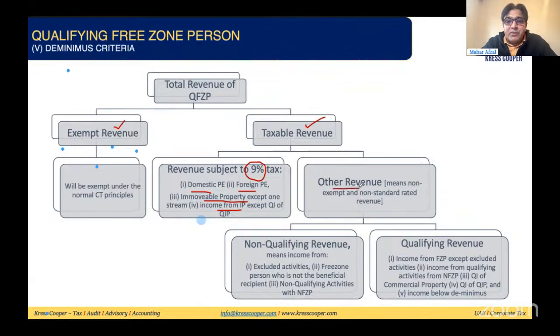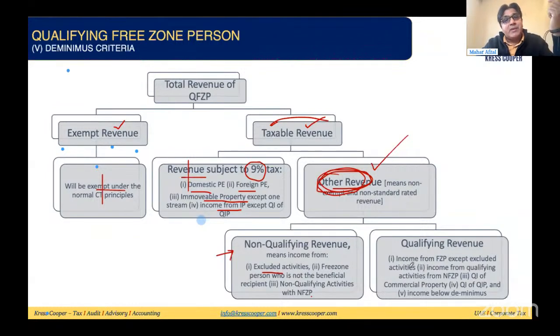Now we need to look into this. This other income is my qualifying income or non-qualifying income. And non-qualifying income should not be more than 5% of this total income. Whenever we are considering total income, we should not consider this, we should not consider this. We need to consider only this revenue. Non-qualifying revenue means income from excluded activities, from a free zone person who is not the beneficial recipient, and non-qualifying activity from a non-free zone person. This is my non-qualifying revenue. This is my qualifying revenue.